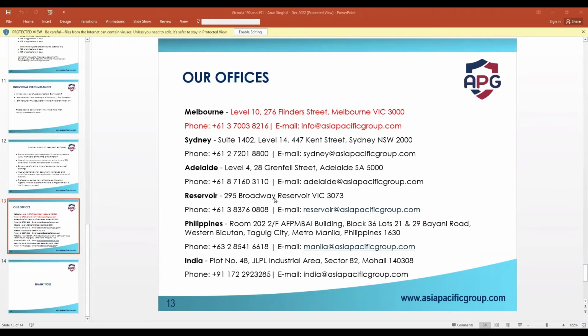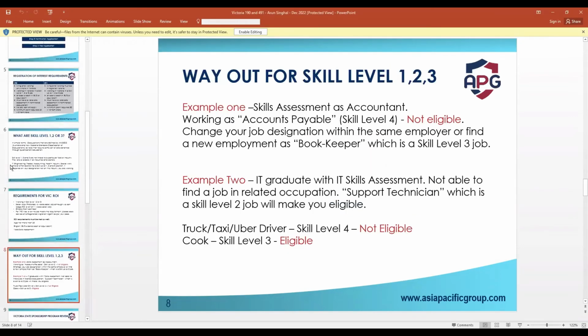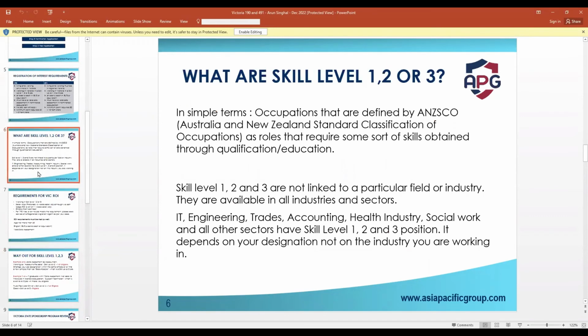For 491, do we have to do a related job? The job doesn't have to be related to your occupation, but it must be a skill level 1, 2, or 3 job. Will there be an invitation round this month? Yes, there will be one invitation round before Christmas. We highly anticipate that, so just take it for your reference.